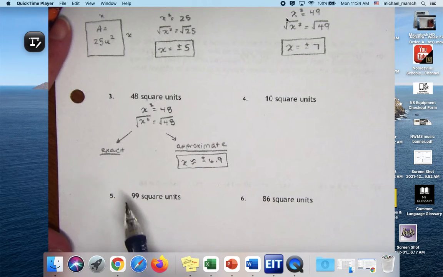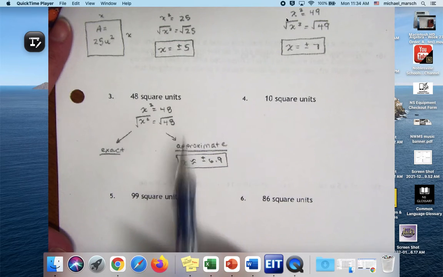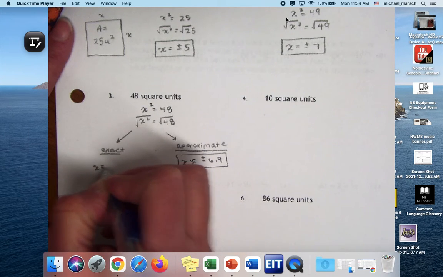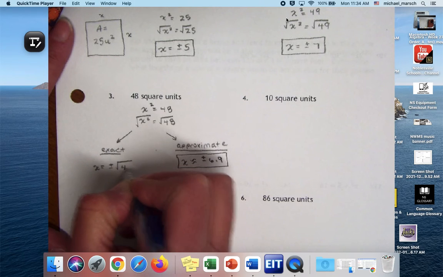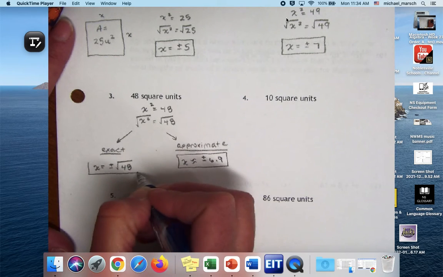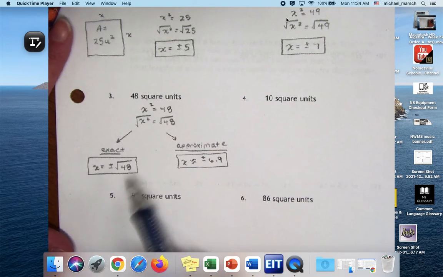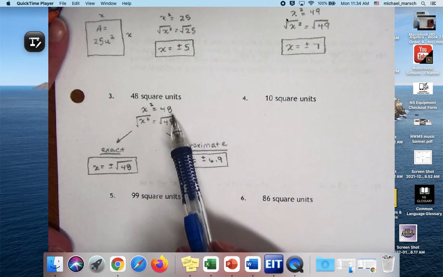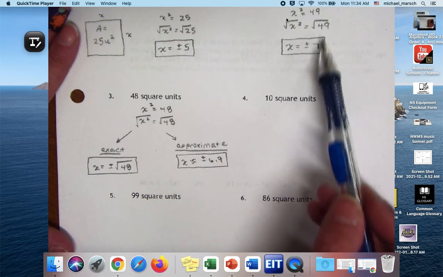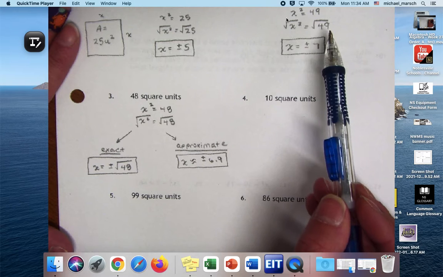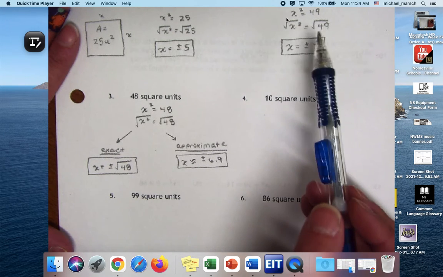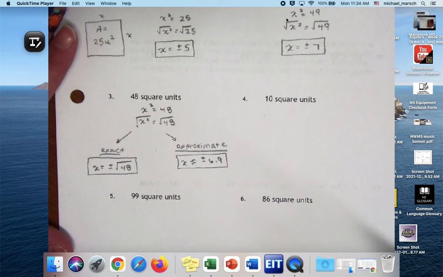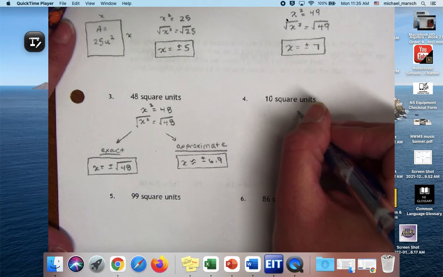My exact value, because this is not a perfect square, is x equals plus or minus square root of 48, and I would just leave it like that. Because if I take the square root of 48 times the square root of 48, I'm going to get 48, just like the square root of 49 times the square root of 49, which is 7 times 7. Multiply those, you get 49. Okay? So let's go ahead to this next one.